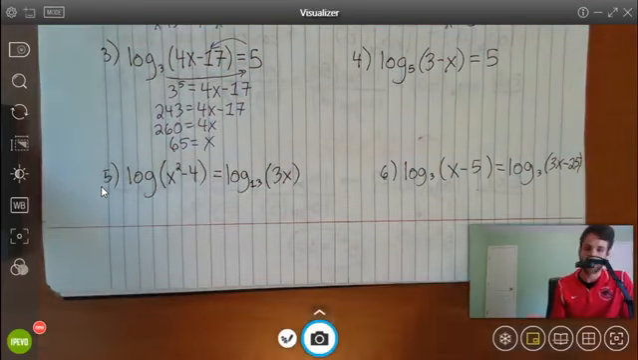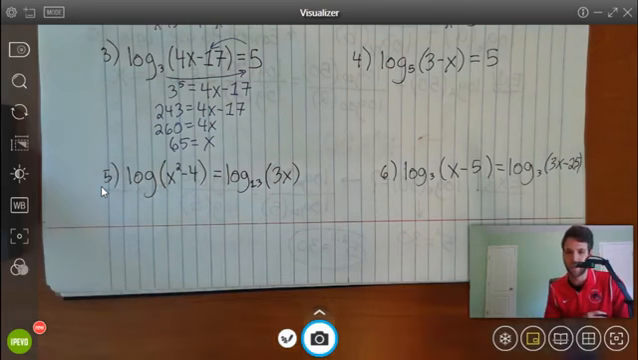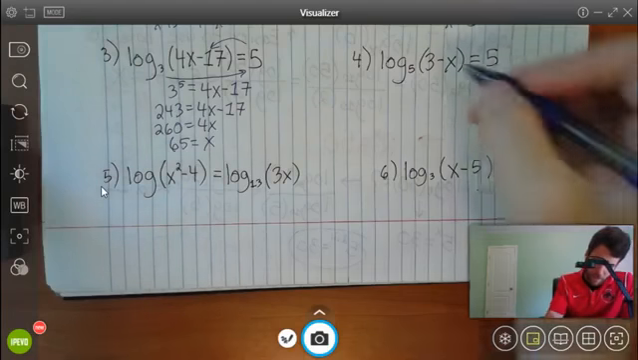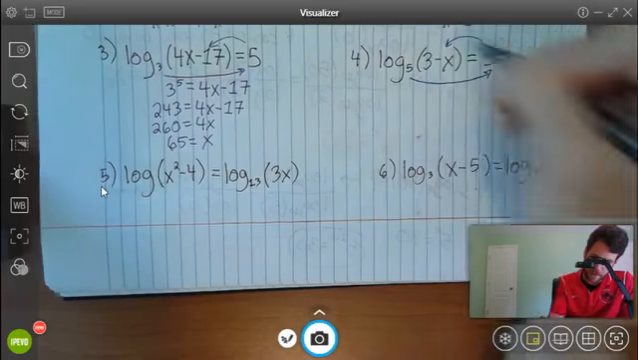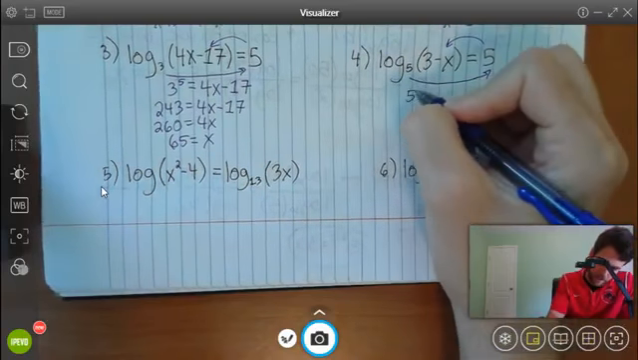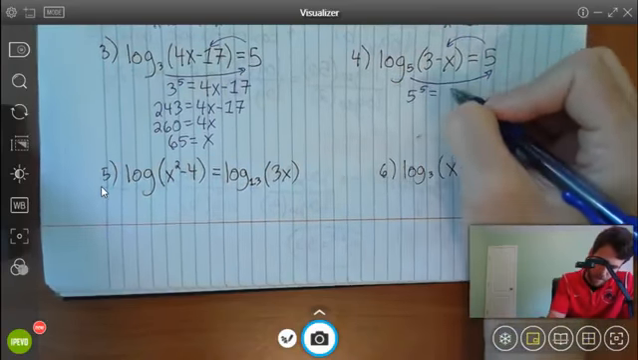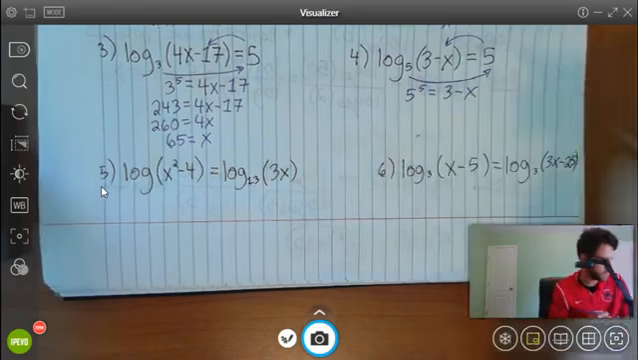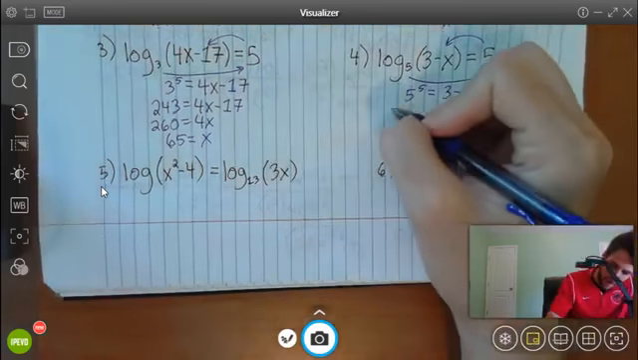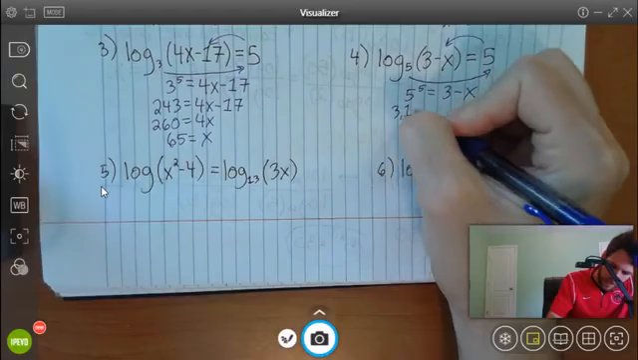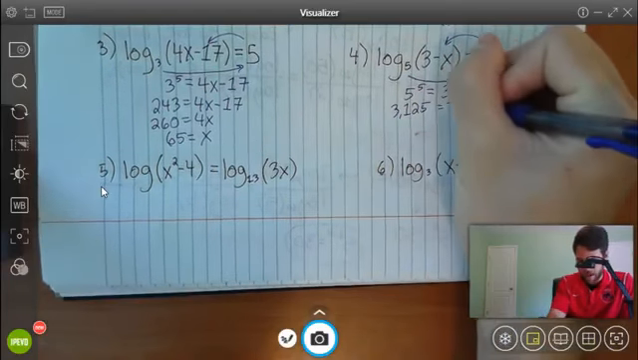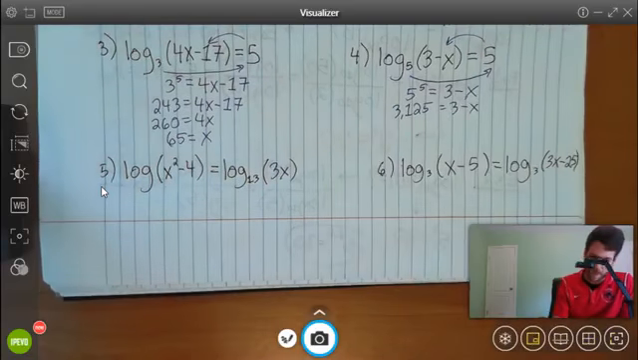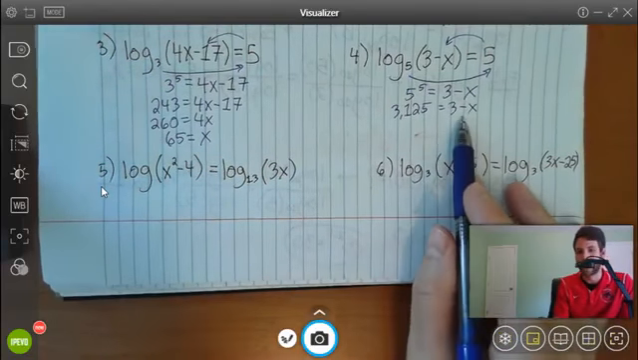For number 4, similar to number 3, take a second, try number 4. So the first step would be the same, 5 to the 5th power equals 3 minus x. So let's write that, 5 to the 5th power equals 3 minus x. 5 to the 5th power equals 3,125, and that equals 3 minus x. Be careful with the minus x, don't lose that along the way.